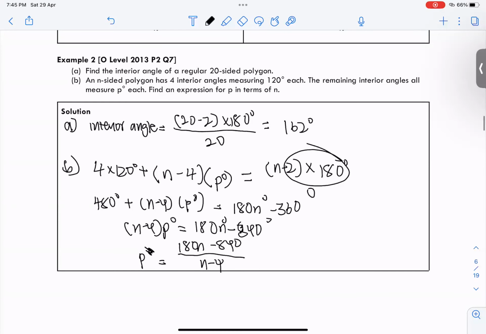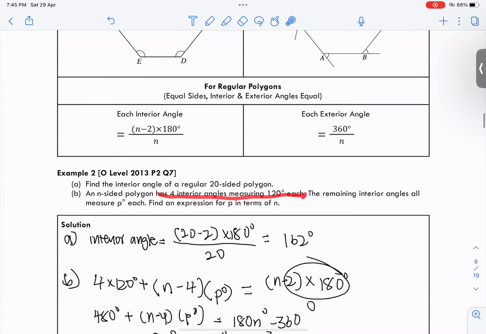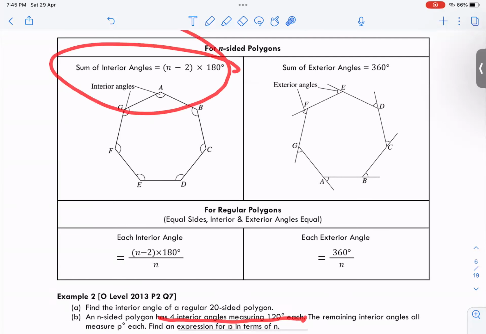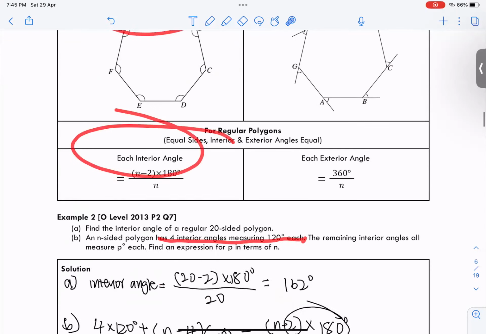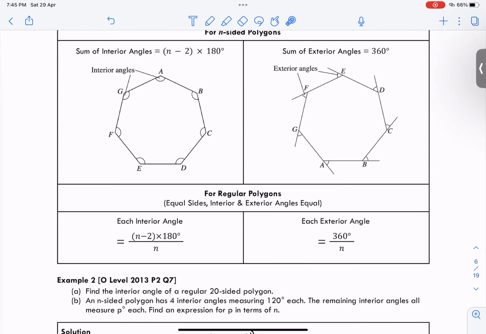So over here you see 4 interior angles measuring 120 degrees. You know you have to use either this one or this one already. Then they tell you the remaining interior angles are all p each. So you know you have to use the remaining interior angles plus however many interior angles, you have to use this formula. Okay.